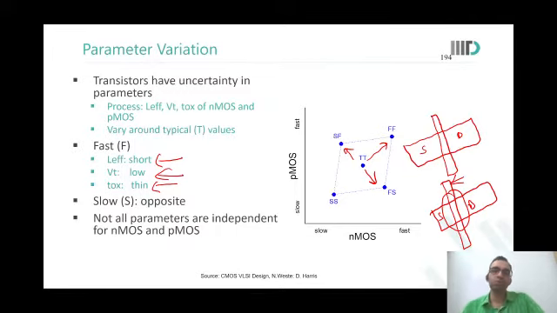So what is important to understand is that some sources of variation are correlated, others are independent. And therefore you have the TT lot, that is the target, and SS, slow NMOS, slow PMOS, FF, fast NMOS, fast PMOS, and also SF and FS, fast NMOS, slow PMOS kind of lots.